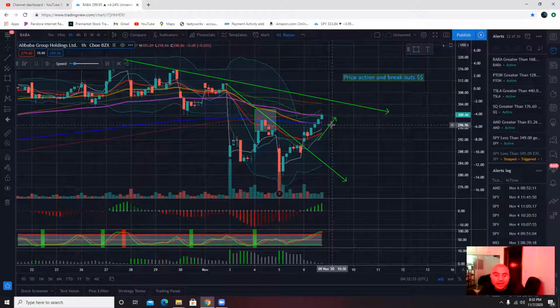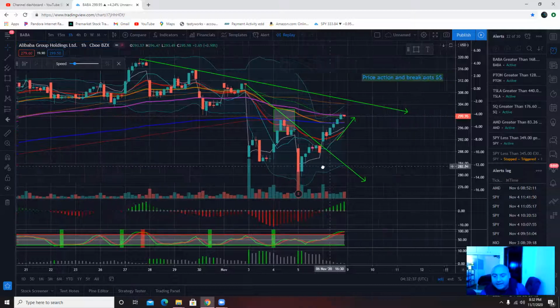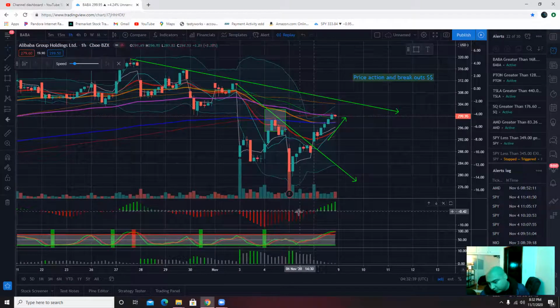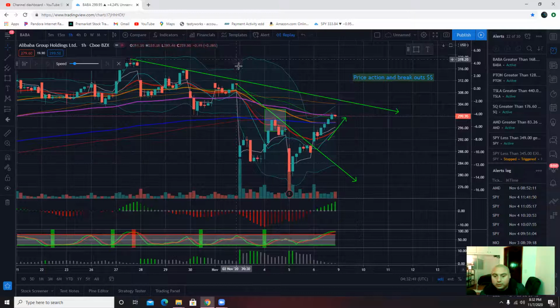This is technical analysis at its best. We had a breakout. On top of that, we had an indicator telling us that the switch was about to happen. This is good work right here, guys.